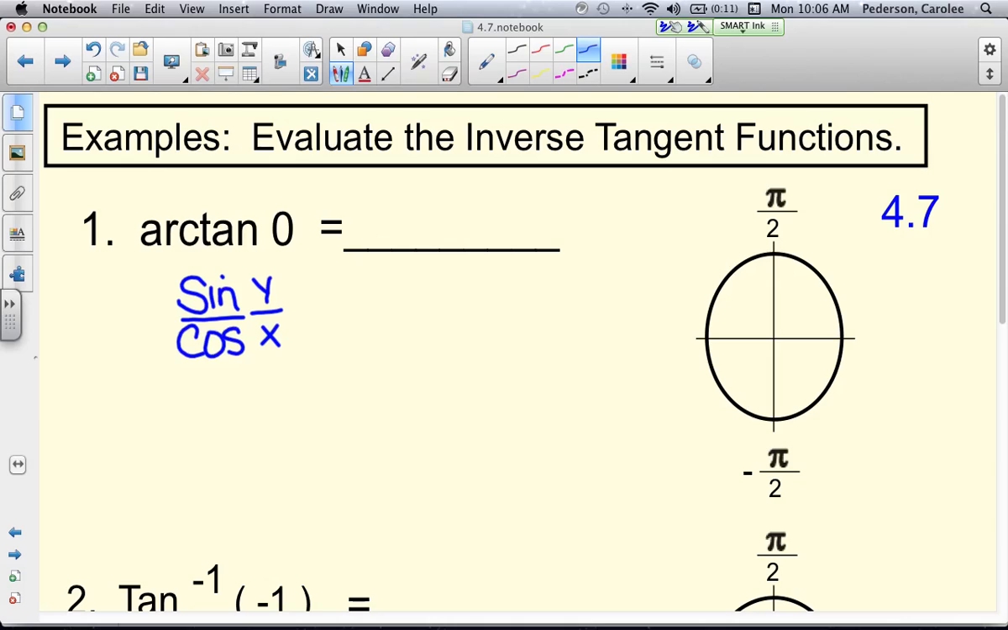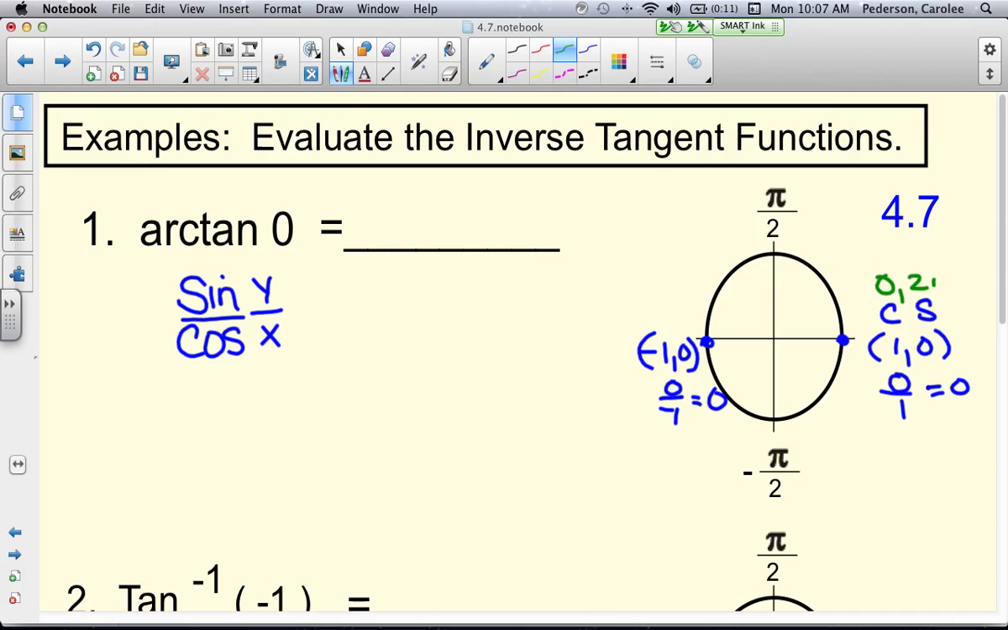0, pi, or 2 pi, you said? Because this is the ordered pair (1, 0). This is my cosine, this is my sine. If I divide this, 0 over 1, I get 0. What about over here? Negative 1, 0. I get 0 over negative 1, which is 0. So this is the angle 0 or 2 pi.